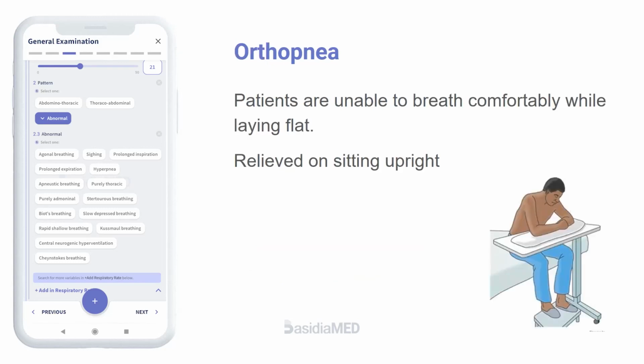Orthopnea refers to difficulty in respiration occurring on lying horizontal, but gets better when the patient sits up or stands. Orthopnea is seen in heart failure, obesity, pulmonary edema, and chronic bronchitis.